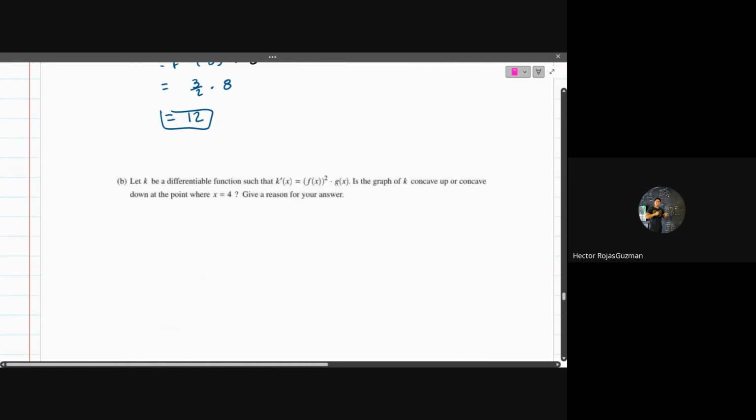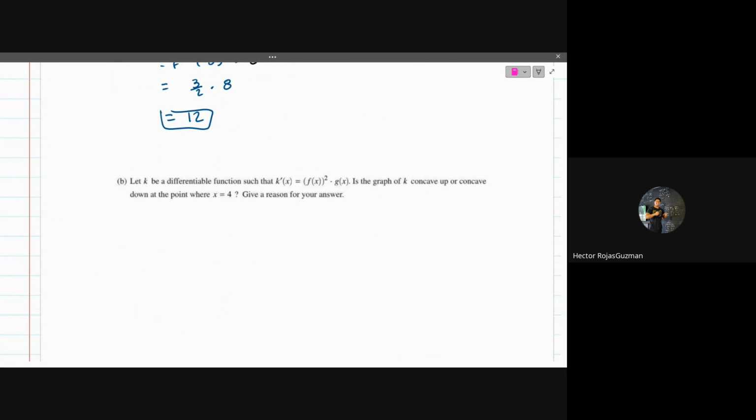Okay, part B. Let k be a differentiable function such that k prime of x is given by the following equation. Is the graph of k concave up or concave down at the point where x is equal to 4? Give a reason for your answer. Since we're talking about concavity, we're going to be looking at the second derivative. We already have the first, so I'm going to write my given derivative, and then we're going to differentiate it.